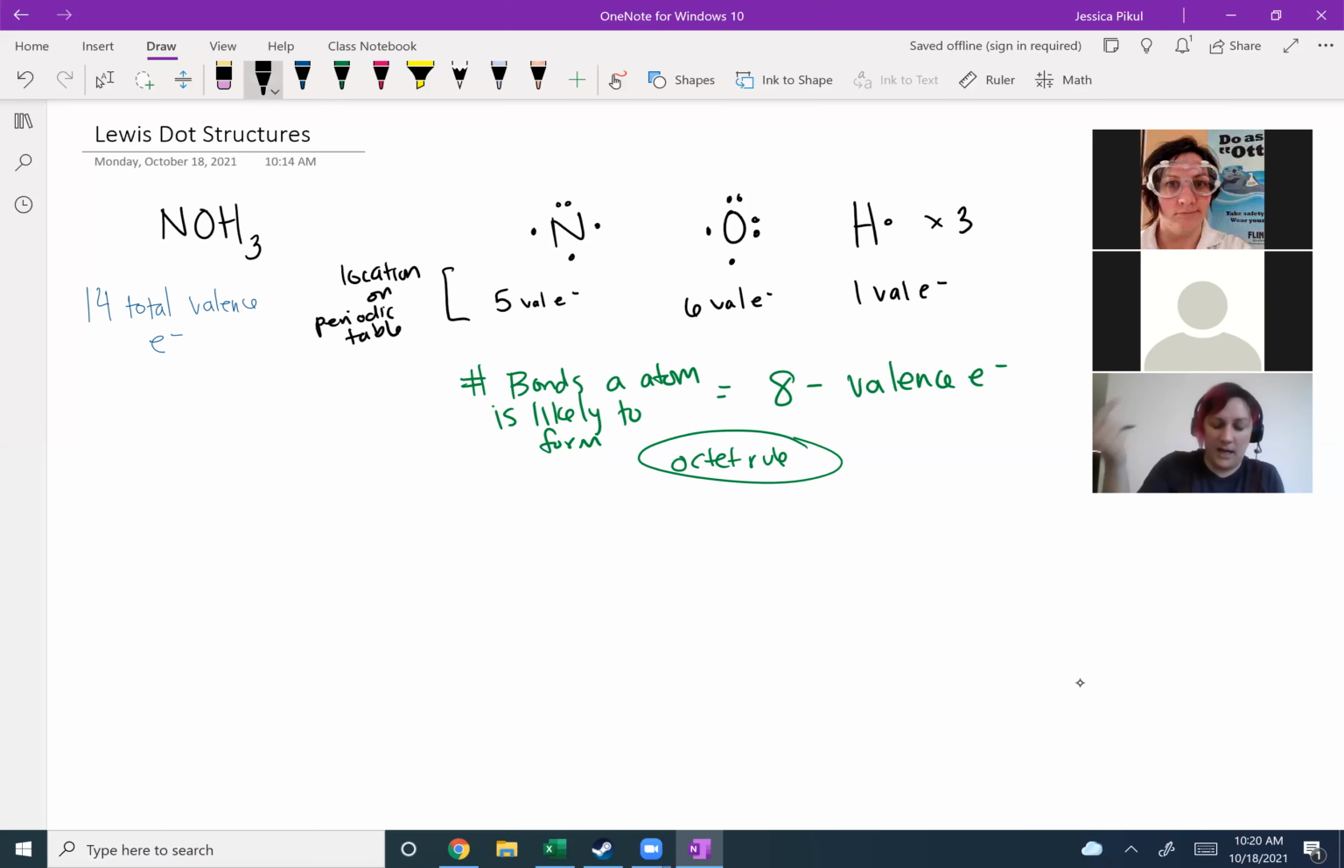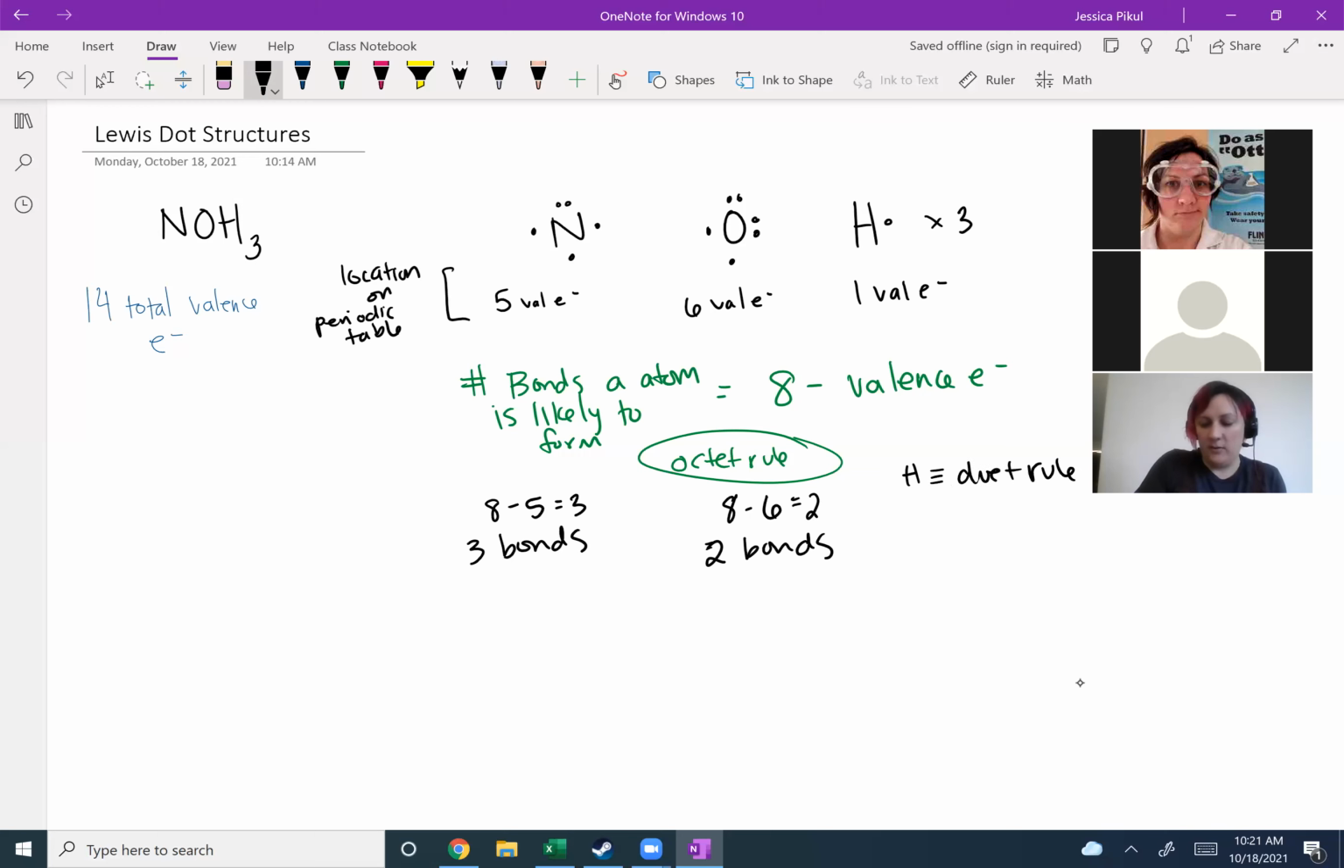So with that in mind, for our nitrogen, it's likely that we're going to have 8 minus 5, that's 3. So we'll have 3 bonds. Oxygen's 8 minus 6, so that's equal to 2. So we'll have 2 bonds. And hydrogen's different. Hydrogen doesn't follow the octet rule.